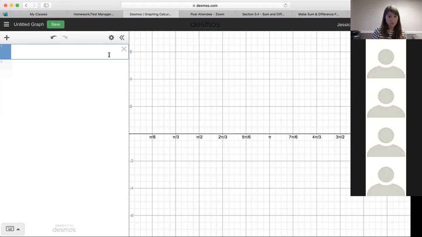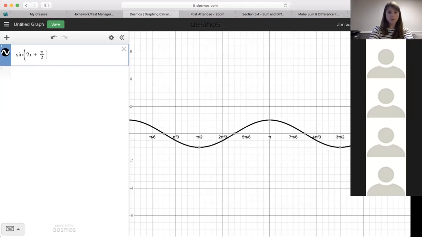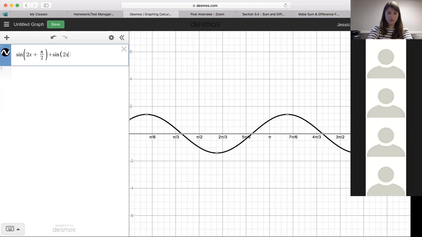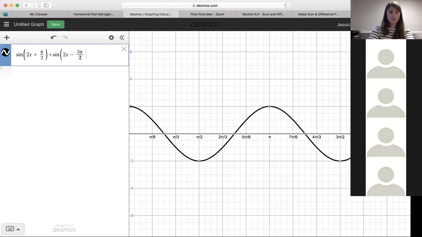So what am I going to put into Desmos? What I'm going to put in to start, kind of like we did last time, is the very original equation with the entire equation and the equals. So it takes a second to put in because it was gigantic. But 2x plus pi over 2. Okay. Then we had plus sine of 2x minus 3 pi over 2 stuff. And then all of this was supposed to equal 1.